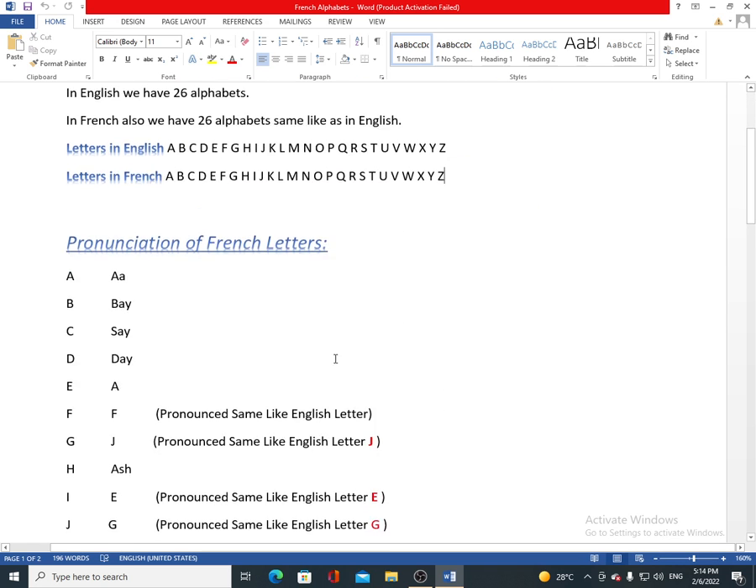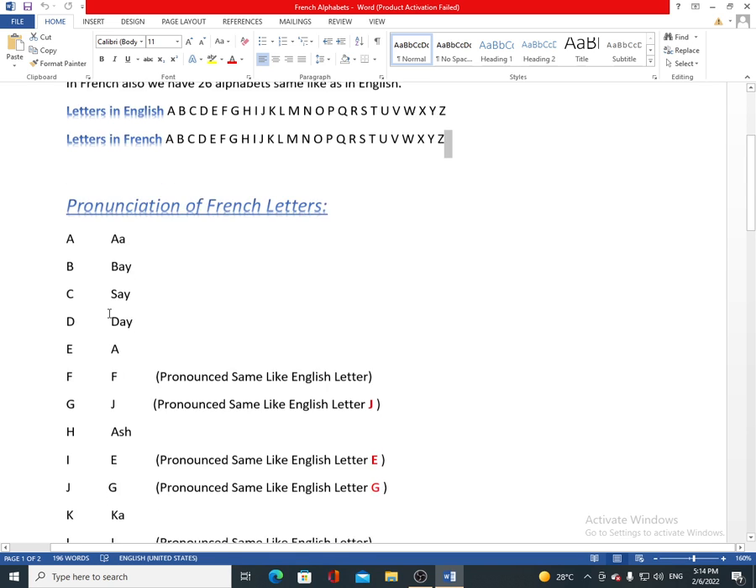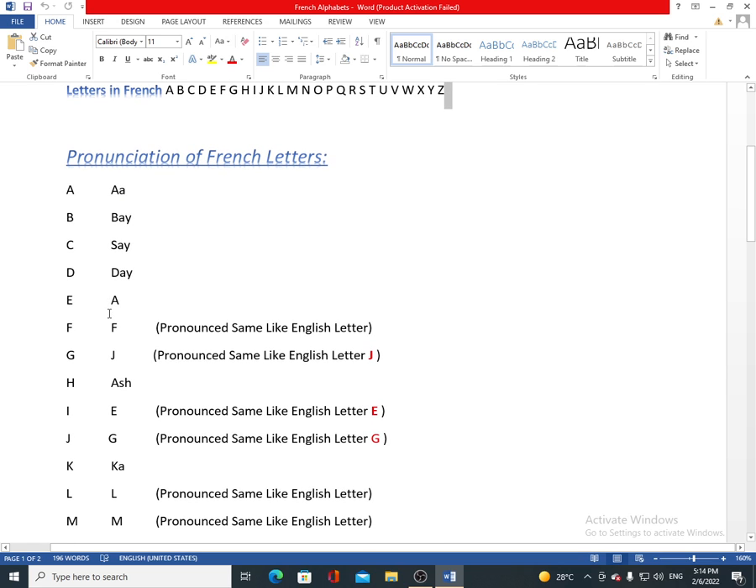So, if you observe, these are the French letters. They look like English letters, but the pronunciation is different. So today we are going to learn the French letters with pronunciation. So we'll start.